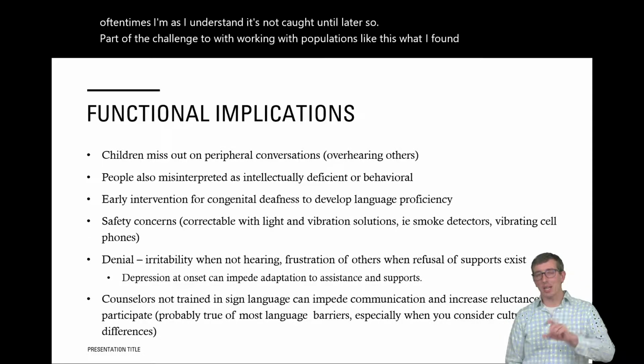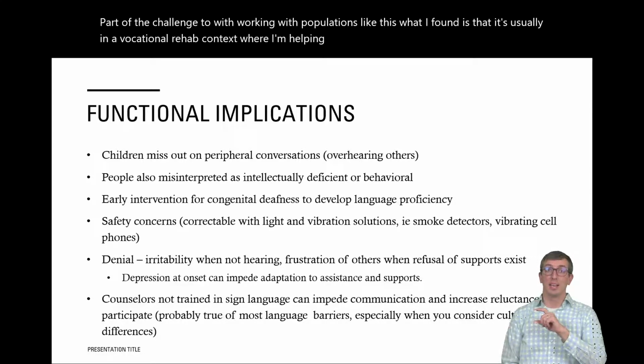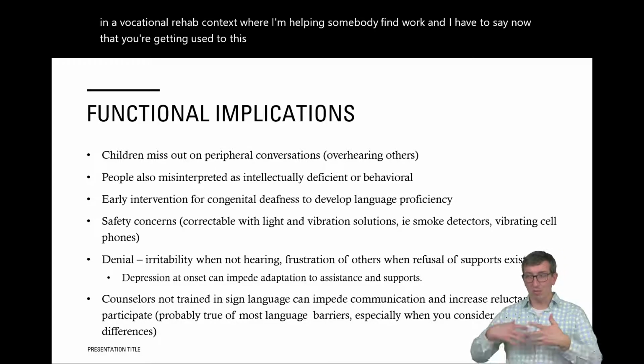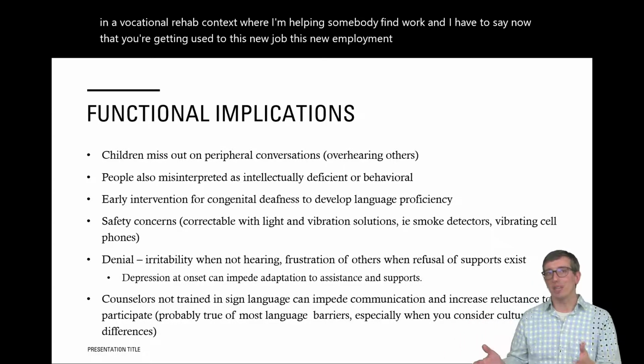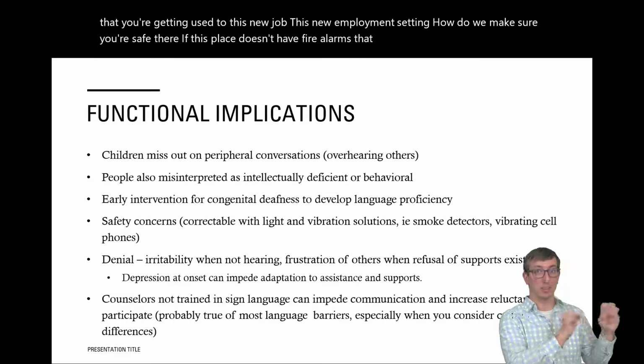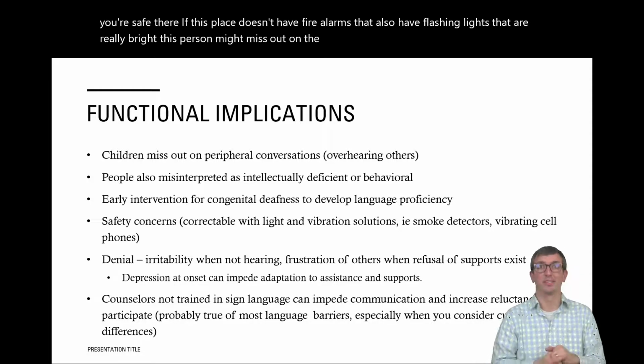So part of the challenge with working with populations like this, what I've found, is that it's usually in a vocational rehab context where I'm helping somebody find work. And I have to say, well, now that you're getting used to this new job, this new employment setting, how do we make sure you're safe there? If this place doesn't have fire alarms that also have flashing lights that are really bright, this person might miss out on the opportunity to get out if there's smoke, right?